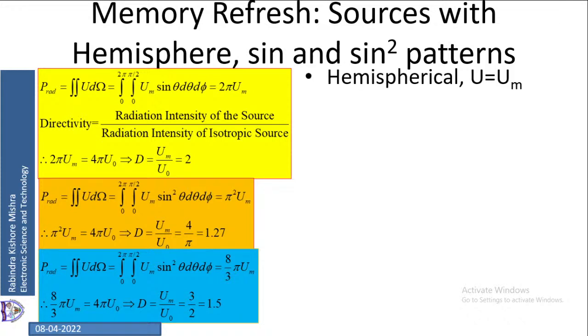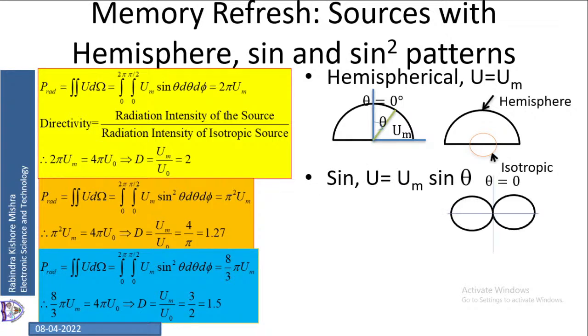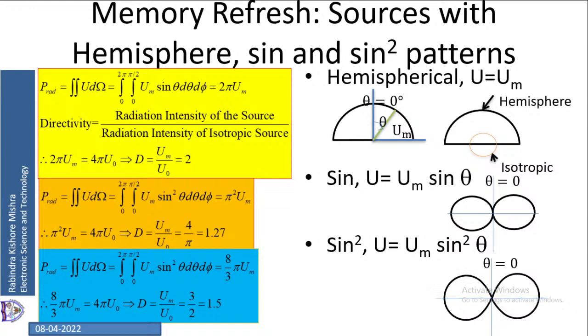Okay. The first is for hemisphere. A pattern is shown here. Okay, next. A hemispherical pattern means half of the sphere. That is what is a hemisphere. Then for sine, the pattern is u is equal to sine theta. It is like a figure of 8, inverted figure of 8. Sine square is u is equal to sine square theta. So it is again a figure of 8, slightly inflated figure of 8. So these are the radiation patterns for which we find out the P rad and the directivity.